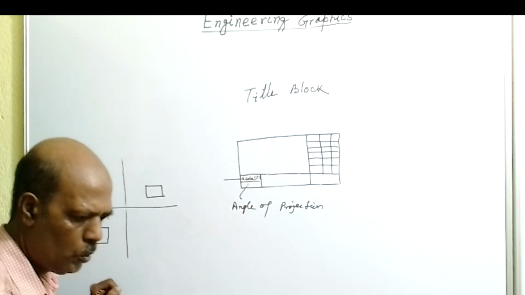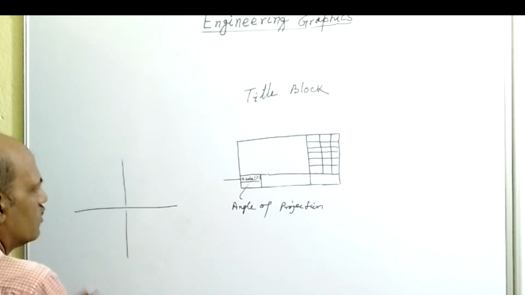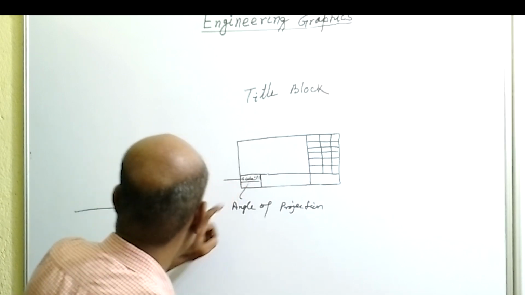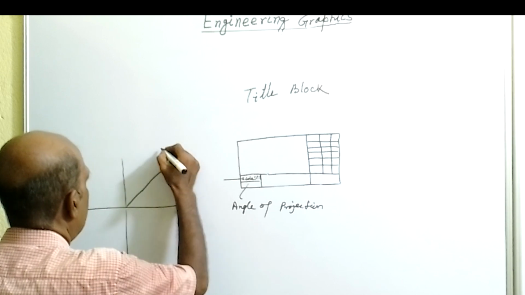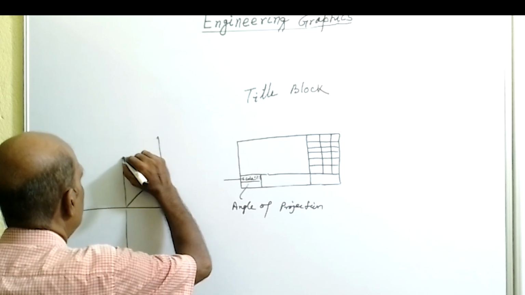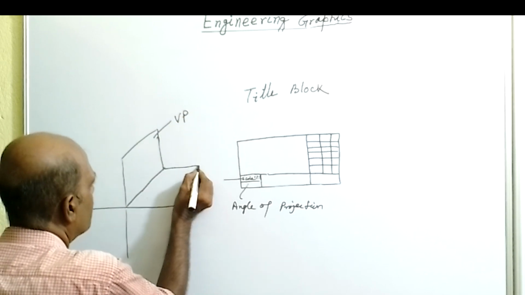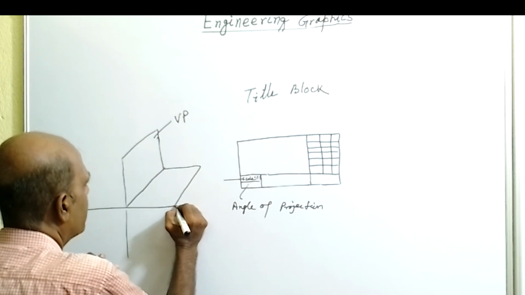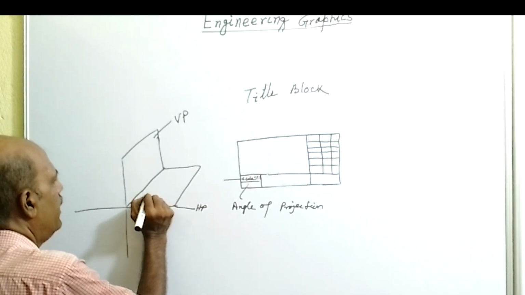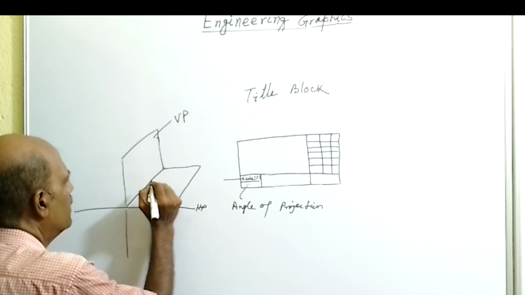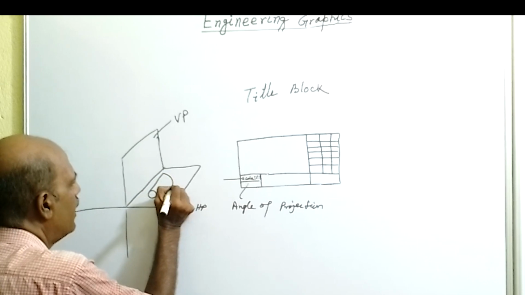So the symbols, we will see the symbols. Here the symbol of angle of projection will be given. Let it be a three-dimensional view, and this plane is called the vertical plane, and this plane is known as the horizontal plane, and a truncated cone is lying on the horizontal plane.